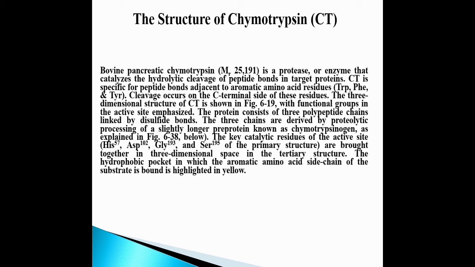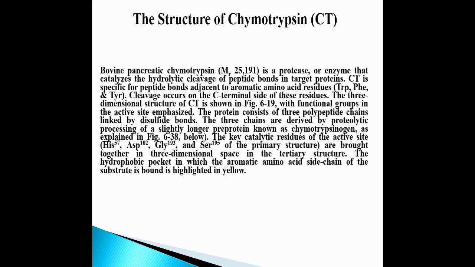The structure of chymotrypsin, CT. Bovine pancreatic chymotrypsin is a protease, or enzyme, that catalyzes the hydrolytic cleavage of peptide bonds in target proteins. CT is specific for peptide bonds adjacent to aromatic amino acid residues. Cleavage occurs on the C-terminal side of these residues.